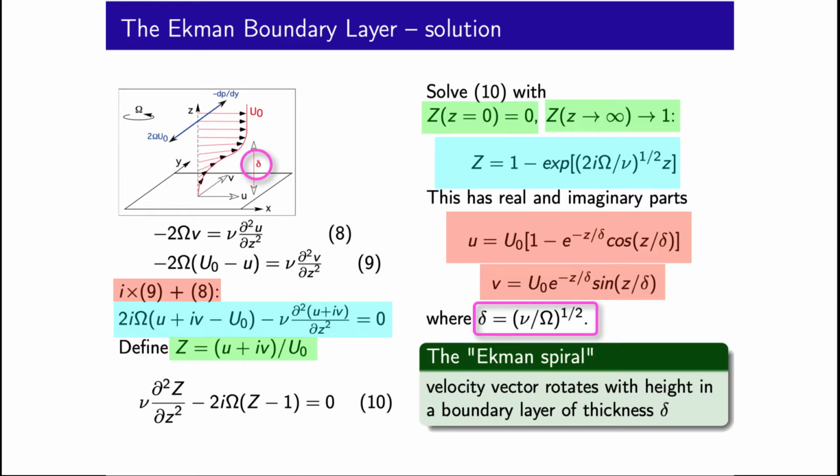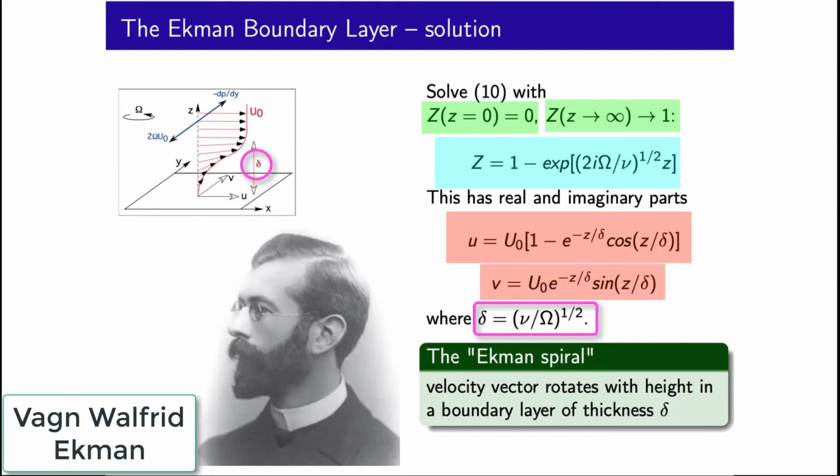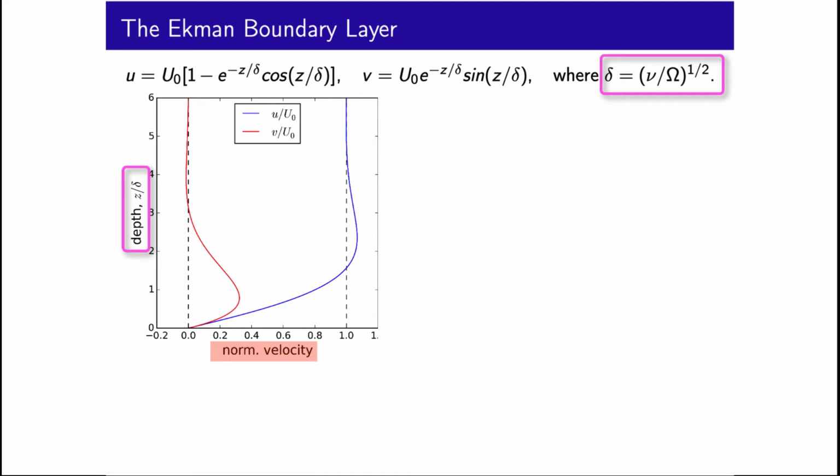The flow described by these equations is referred to as the Ekman spiral, and it's the result of viscosity in a geostrophic flow. This viscous boundary layer is known as the Ekman layer, and it's named for Vagn Walfrid Ekman, a Swedish oceanographer who, as an undergraduate student, proposed this theory to explain the observed drifts of icebergs in the Arctic Ocean.